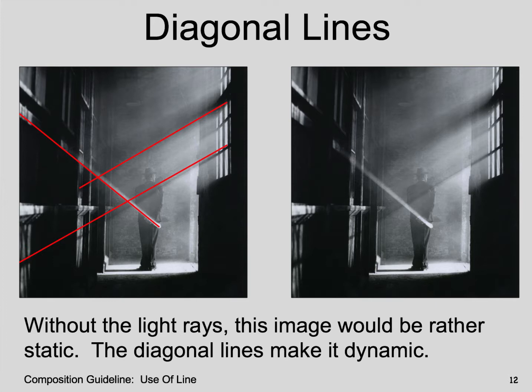Diagonal lines. Without the light rays, this image would be rather static. Diagonal lines make it more dynamic. Even the rays of light, they don't have to be a physical object, can really start to play around. And there's kind of an X that's forming between a shadow and a ray of light here in front of this man.